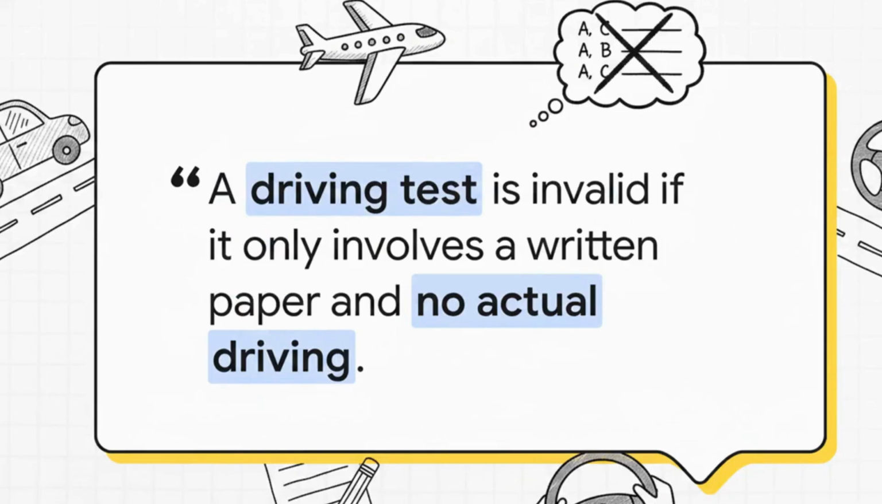First up is validity, and this one asks a really simple question. Does the test actually measure what it says it's going to measure? This example says it all, right? You wouldn't say a written test truly measures someone's ability to drive a car. To be valid, a driving test has to involve, well, driving. And this is tied right into authenticity, which asks if the test feels like a real-world task. A valid driving test is also an authentic one.